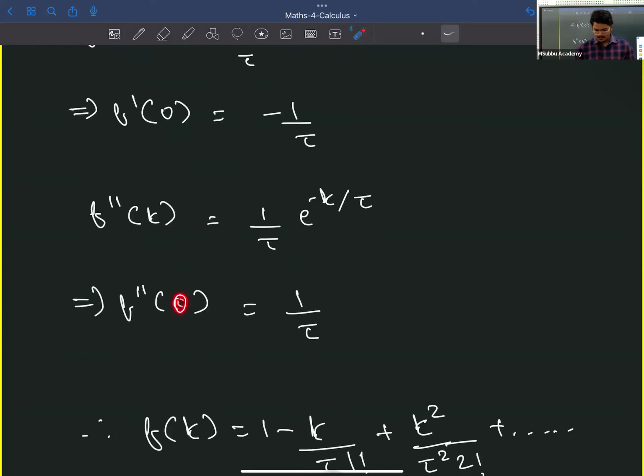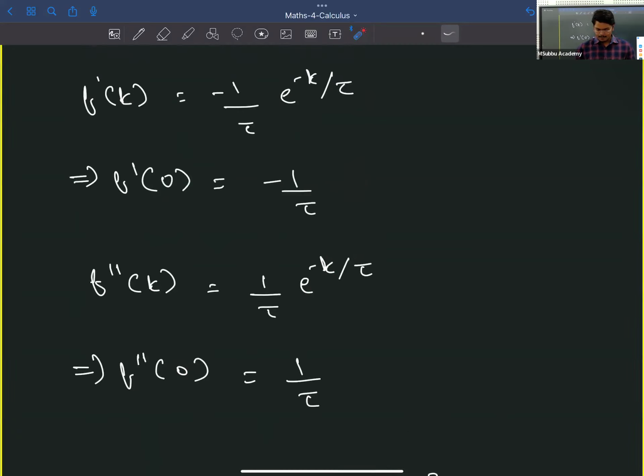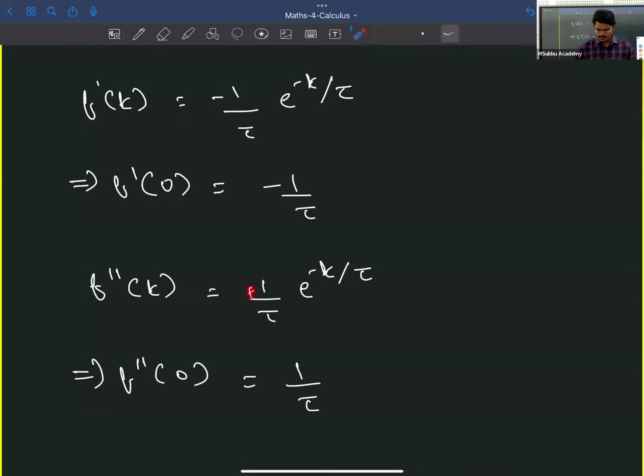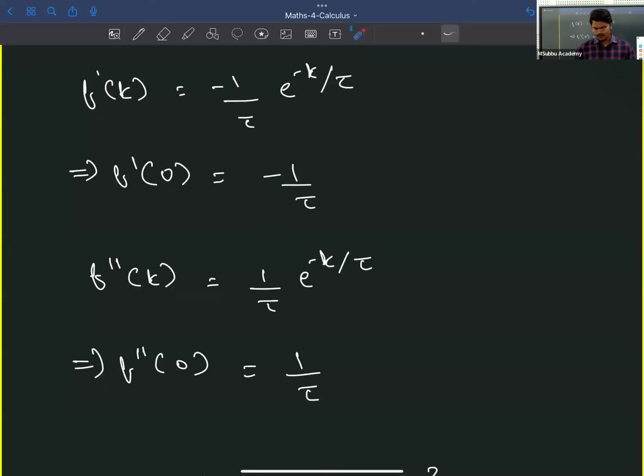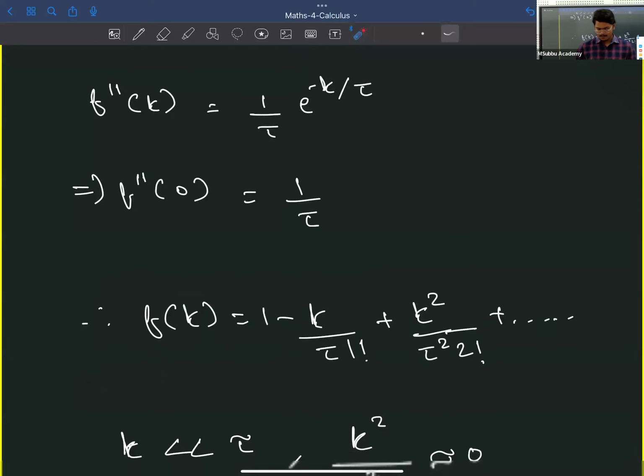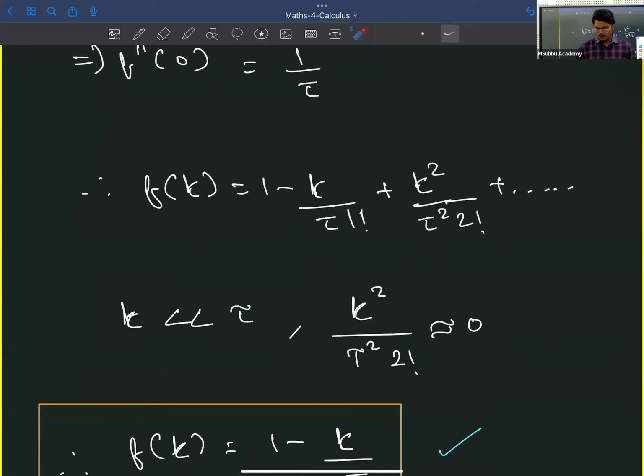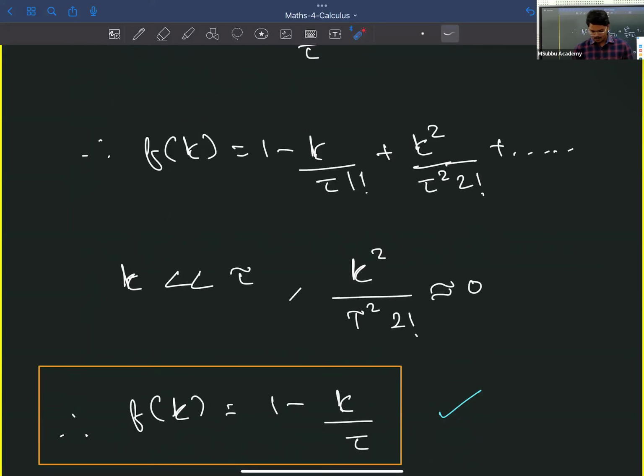So when you substitute 0 here, this value becomes 1. So it will become 1 by tau. Here last time we had minus, so minus into minus is plus when we do double differentiation. That's all. Okay, so now this is the expansion we have got.